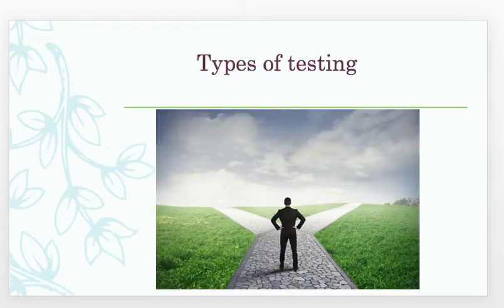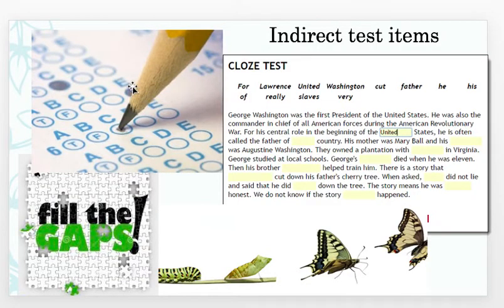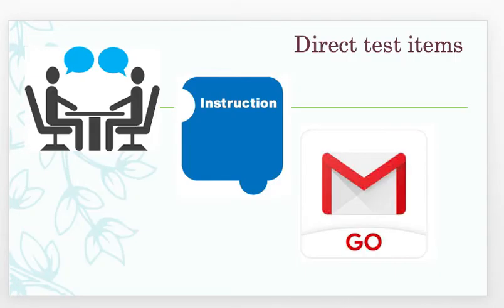And now moving to the types of testing. According to Harmer, he identifies two types of testing items. The first is the direct testing item and the second is the indirect one. Indirect test items include multiple choice, filling the gaps, cloze tests, and reordering sentences. Direct test items include, for example, writing instructions, answering an email, or interviews. So direct test items mostly relate to the productive skills.